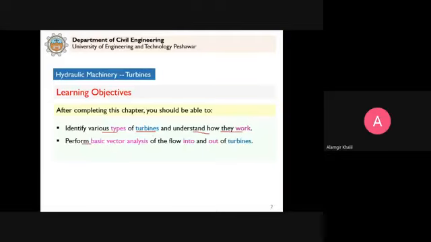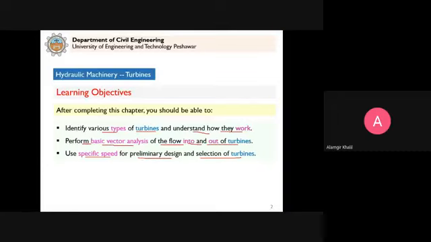You will be able to perform basic vector analysis of the flow into and out of turbines. So as we studied for the case of pumps, similarly we will study how the fluid enters the turbine, how the energy is taken in this case from the moving fluid, and for turbines we will be able to calculate, for example, the efficiency, that is, what is the output and what is the input to the turbine. You will also be able to use specific speed for preliminary design and selection of turbines.